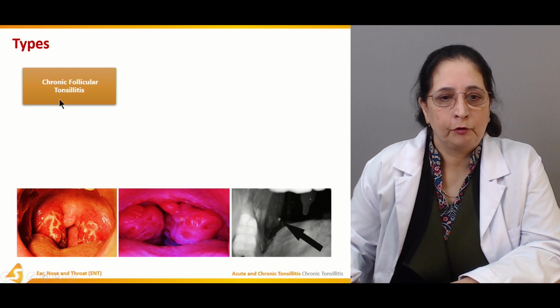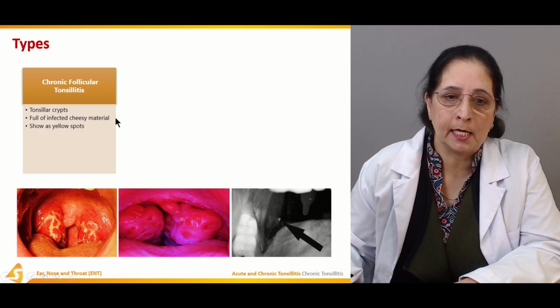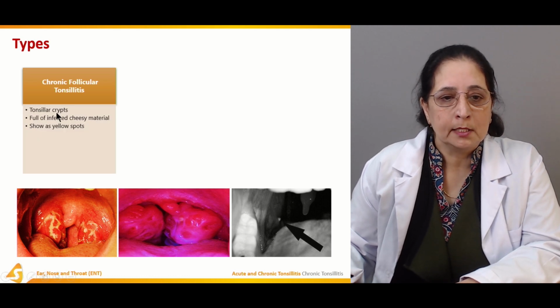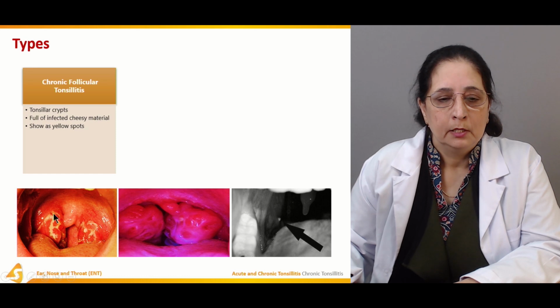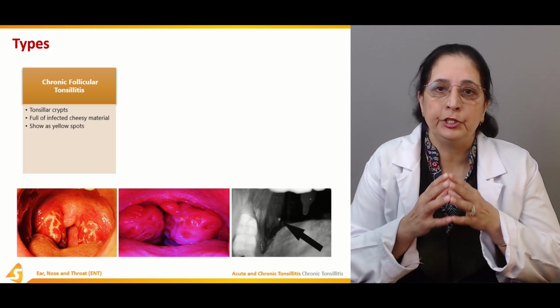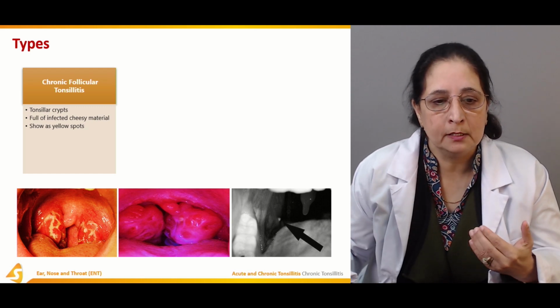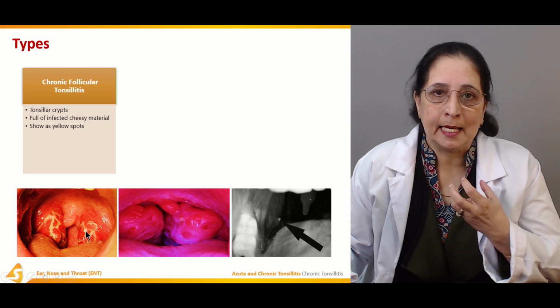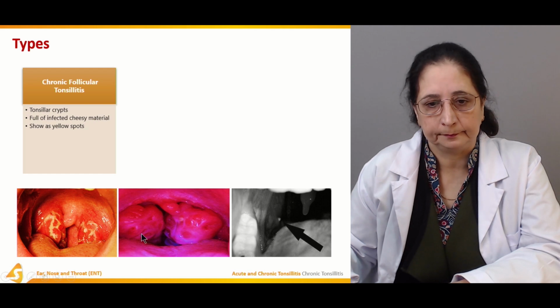Types: we have chronic follicular tonsillitis, like acute follicular tonsillitis. The tonsillar crypts are full of infected cheesy material, showing as yellowish spots. So if you see here, the crypts of the tonsils, the tonsillar crypts, become filled with cheesy, yellow pussy material, and it appears on the tonsils. This is as a result of that pus or cheesy material present in the crypts.